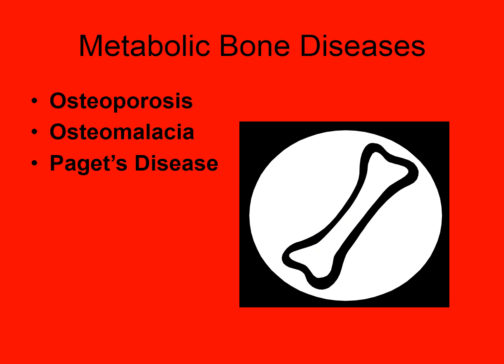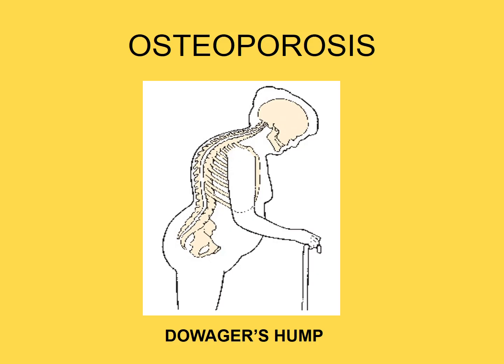So the metabolic bone diseases are osteoporosis, osteomalacia, and Paget's disease. Let's talk about each one. Osteoporosis. This is an age-related metabolic disease. And what happens is the bone is demineralized, resulting in the loss of bone mass, which leads to fragile, porous bones and subsequently fracture. There is greater bone resorption than bone formation.